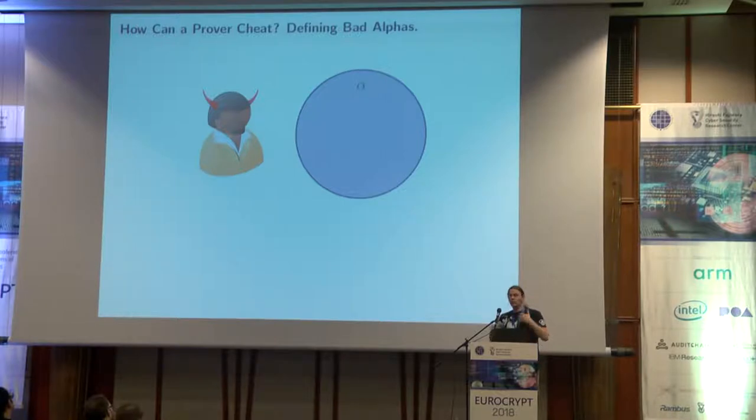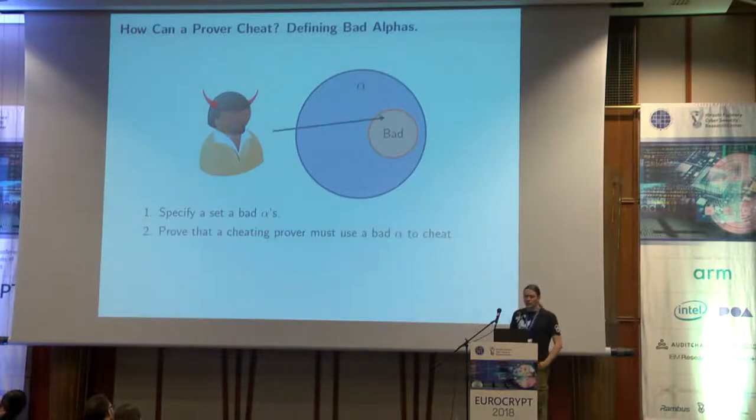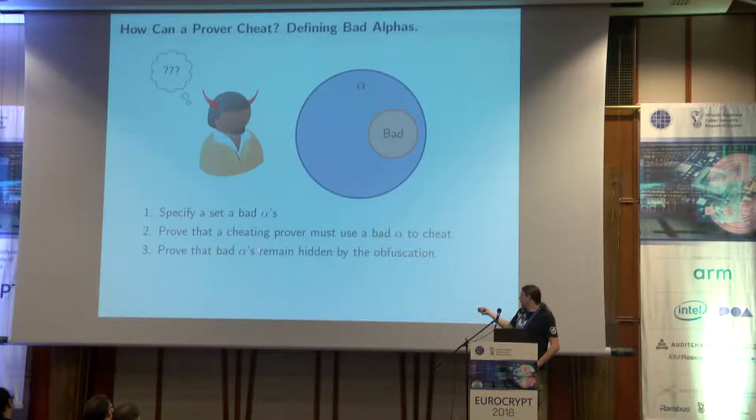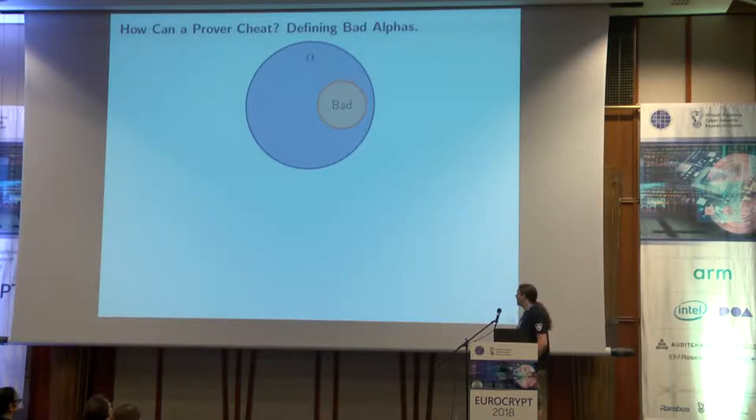And what we will do is define a small subset of alphas that we call bad, and we will show that any cheating prover must, with high probability, choose a bad alpha as the alpha it's going to cheat on. And then we will prove that the bad alphas actually remain hidden by the obfuscation. The question, of course, is how do we define the bad alphas?